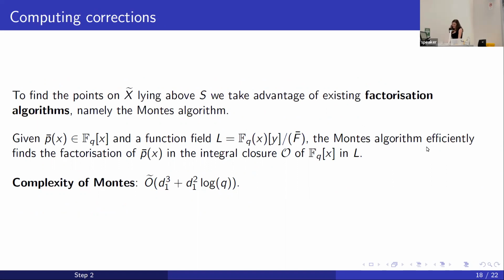The Montes algorithm is an efficient algorithm for computing the factorization of a prime in the ring of integers of a number field, and it's an efficient algorithm for the function field analog of that problem, which is to compute the factorization of an irreducible p(x) in a maximal order of a function field extending the rational function field F_q(x). And Montes can do this in time soft O of d1 cubed, where d1 here is the y degree of the defining polynomial f bar.